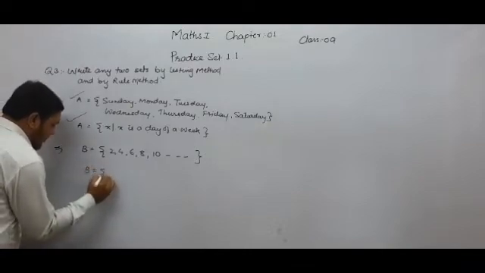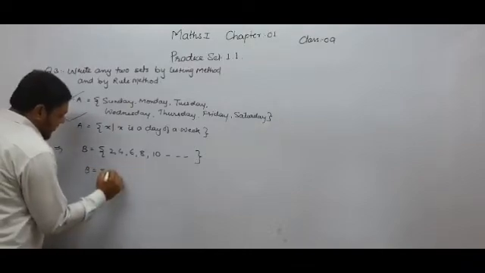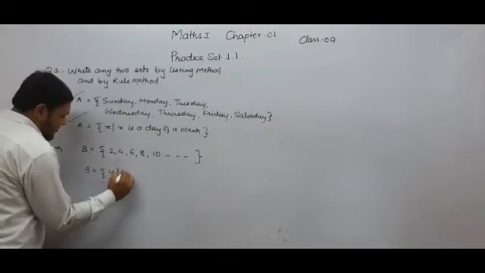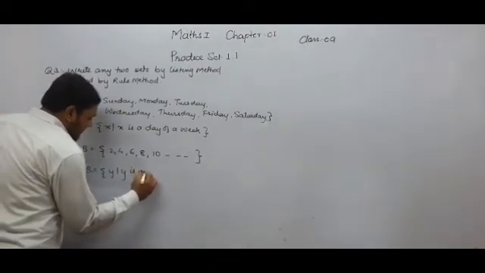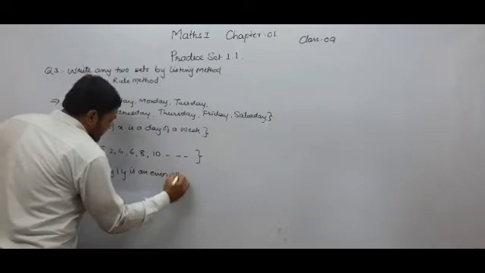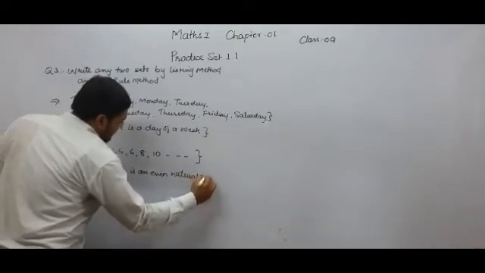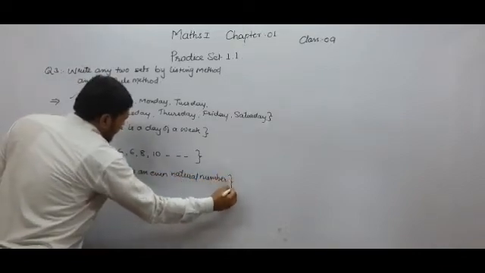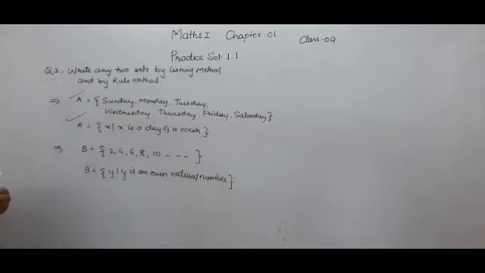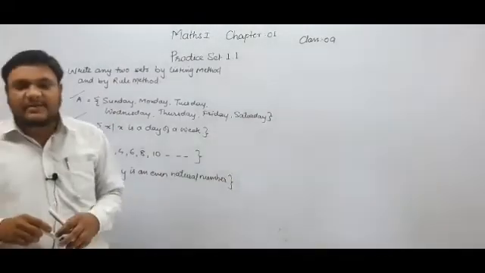Now we have to write this set by the rule method. So B is equal to curly bracket. Now we will take a general element y such that y is an even natural number. So student, in this way I have written the two sets by the listing method and the rule method.